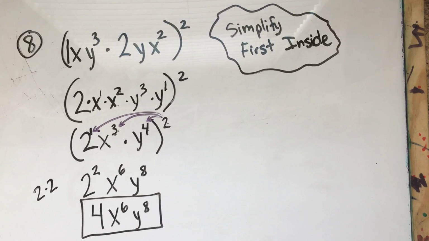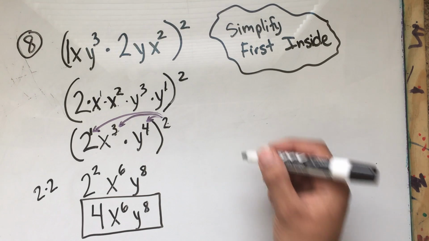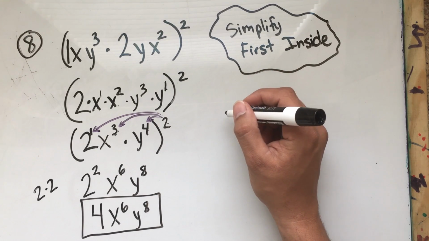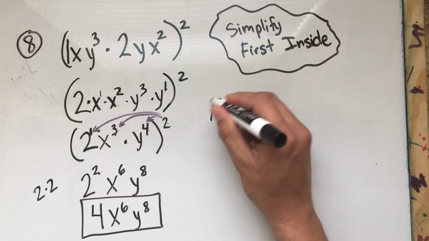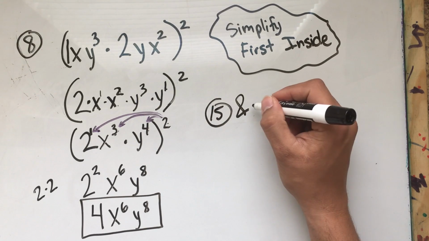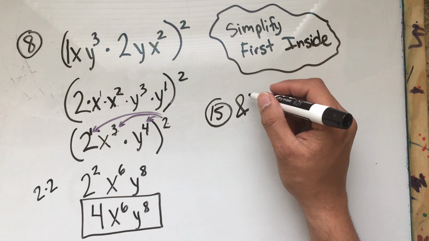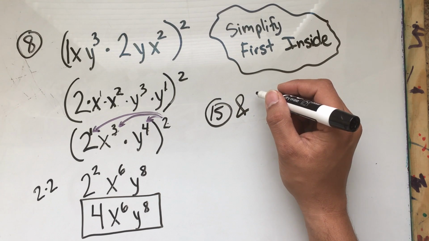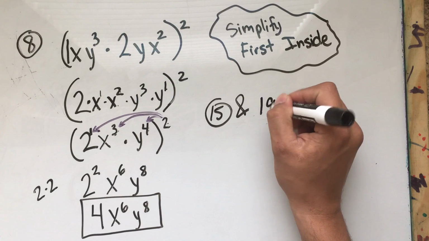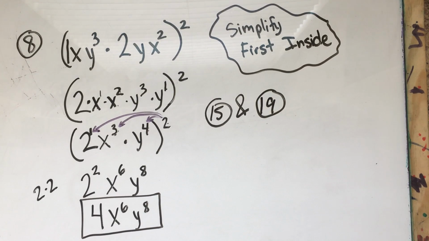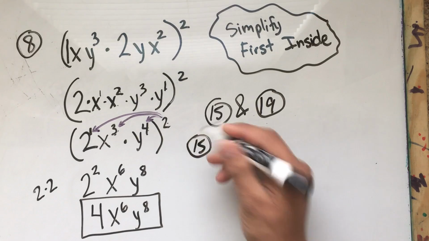Okay. All right, and I'm going to do one of the fraction ones. You know what, I'll do 2 of the fraction ones. I will do number 15. And I will also do number 19. Number 19 looks a little crazy. All right, so let's go ahead and start with number 15.